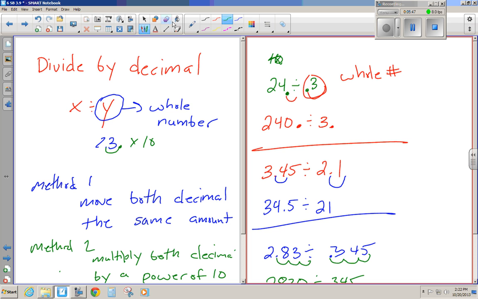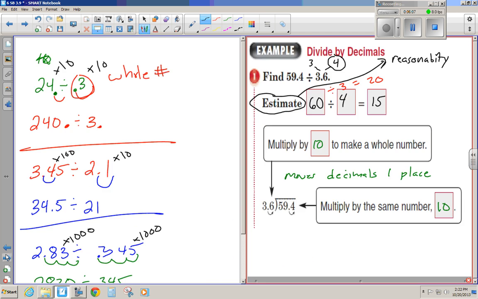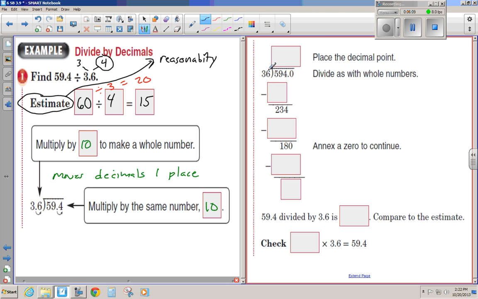If you don't like thinking of it that way, all you got to think about here is multiply this by 10, multiply this by 10. Multiply this by 10, multiply this by 10. Multiply this by 1,000 to move it 3 places, multiply this by 1,000. That's how this works. So that's why we ended up with 36,594. Now we divide as you would with a whole number. Place the decimal point up here.